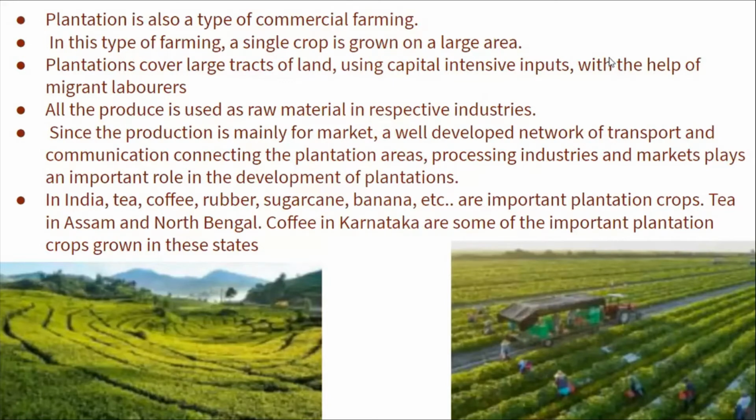So this type of farming is mainly done for the market. We all know commercial farming is done for the market, and as plantation comes under commercial farming, it is also done for the market. In India, tea, coffee, rubber, sugarcane, banana, etc. are important plantation crops. Tea in Assam and North Bengal, and coffee in Karnataka are some of the important plantation crops grown in these states.